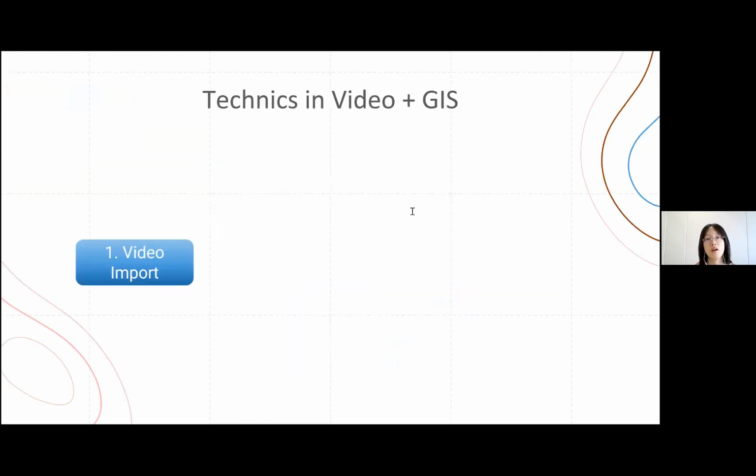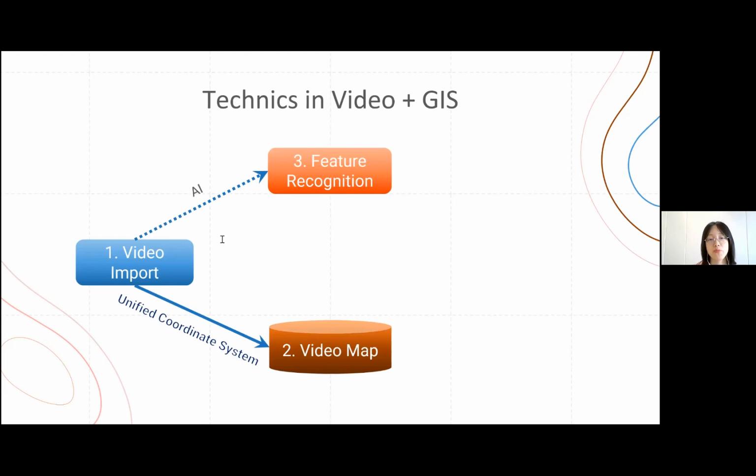Now we will have a quick introduction on techniques involved in the integration of video and GIS. As we have said before, the first step to integrate video and GIS is to import video. Once we import video into the GIS system, there are two things we can do. The first one is the most basic one, that is to create a video map after we assign correct coordinate systems to the video file.